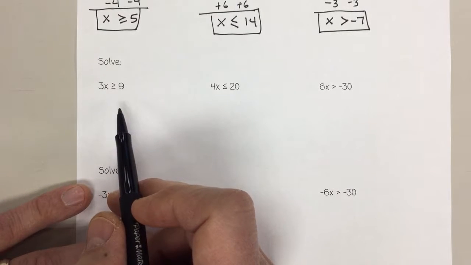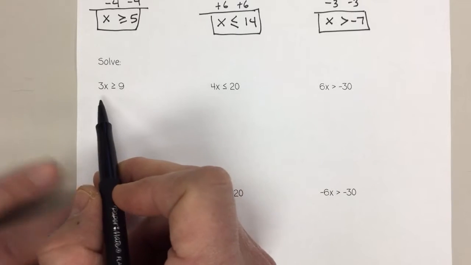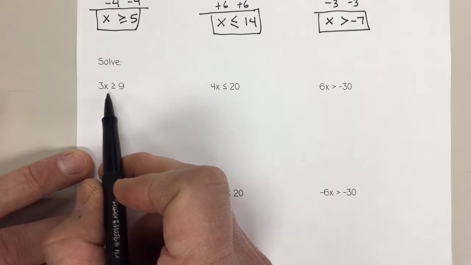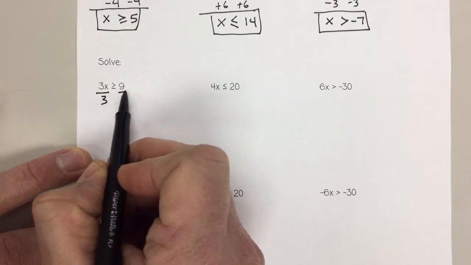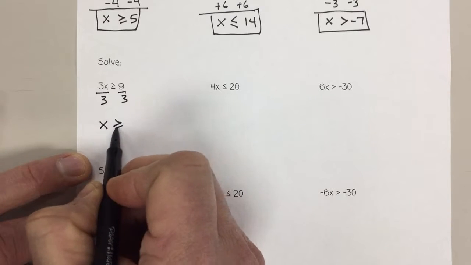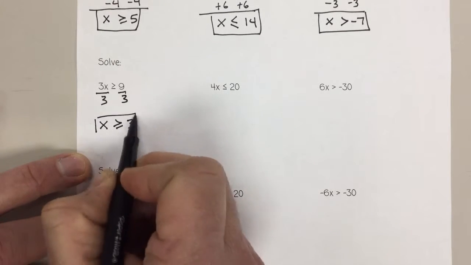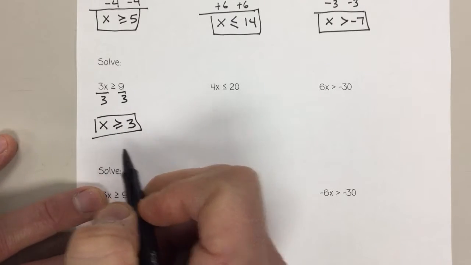These are also solved using one-step inequalities. This time I have 3 times x is greater than or equal to 9. So to solve for x, I would divide both sides by 3, leaving me with x is greater than or equal to 3. Notice the symbol stayed in the same direction.